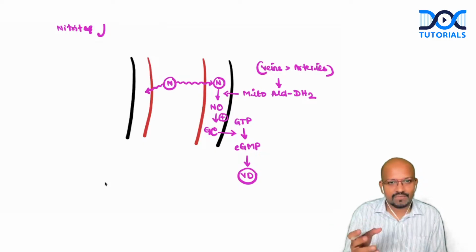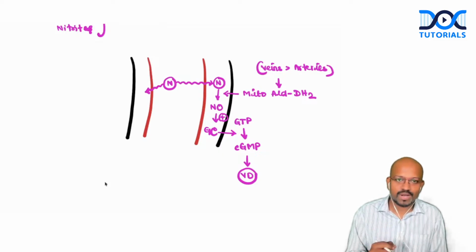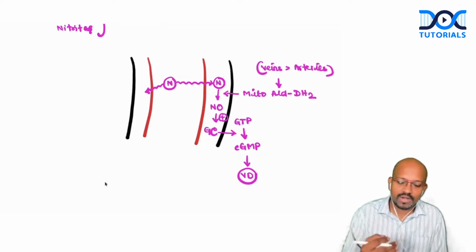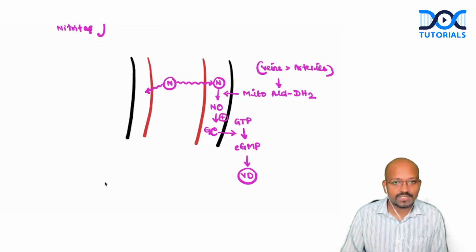So, a famous question, one more why we have discussed: why are nitrates more of a venodilator? Because mitochondrial aldehyde dehydrogenase type 2 is accumulated more in veins, so there will be more action in veins. Of course, both veins and arteries will be dilated. Now let's come to this Y Conundrum.